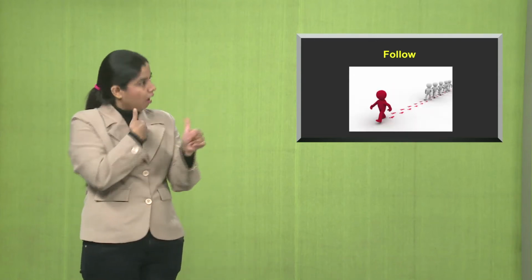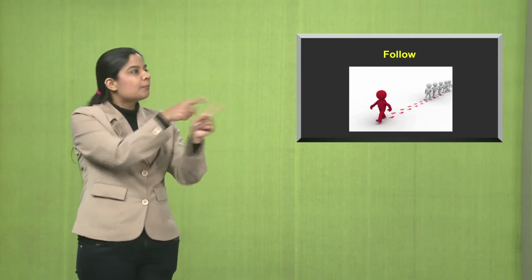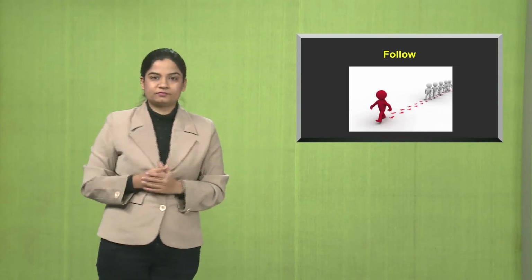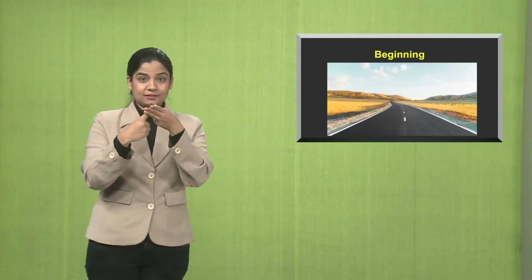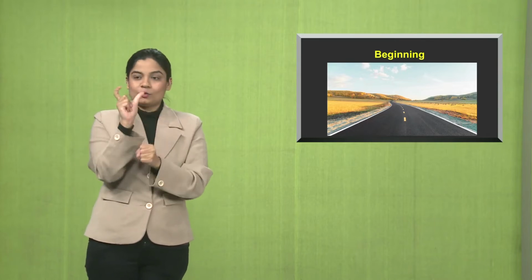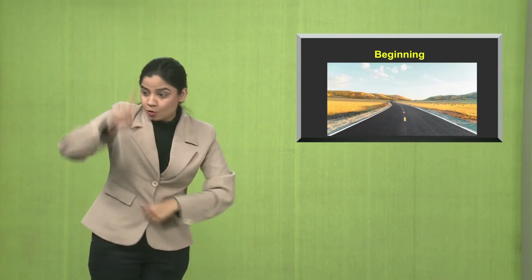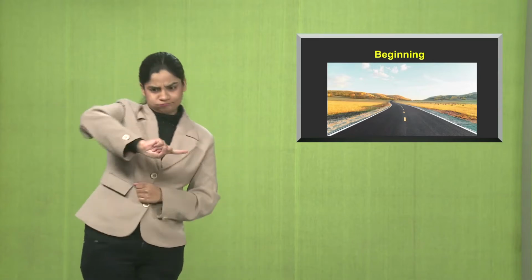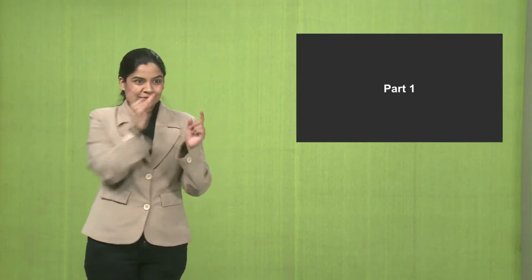Follow: to go or come after a particular person or thing. Beginning. Beginning means to start, a point where we start. For example, a race: people start once the 3 has been counted. So, the words are done now. Some words have been difficult. We will discuss them in the chapter.